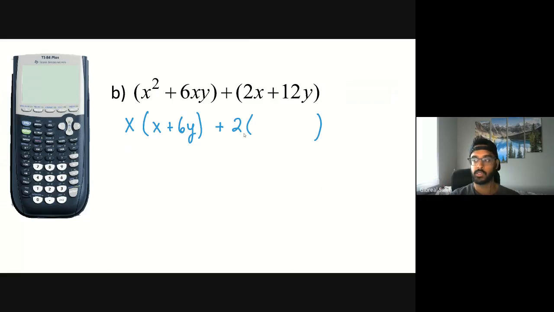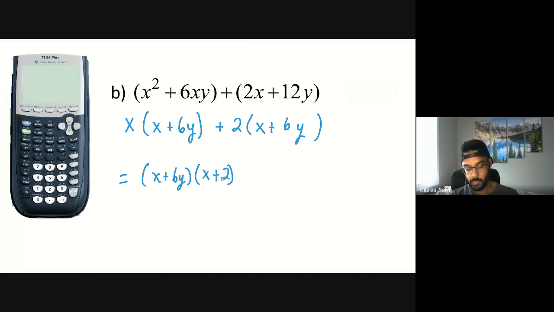There's no x's in both. There's no y's in both. 2 is the greatest number that comes out of both terms. In the brackets then, that means it's an x plus 6y. And look at that. The brackets end up being the same, right? Which means my brackets are my common factor. The x and the plus 2 is what's left over. So this is going to be x plus 6y, whole thing, multiplied by x plus 2, right? Your brackets are your common factor. And your leftover coefficient stuff goes together in another set of brackets. And it's factored. It's perfect.